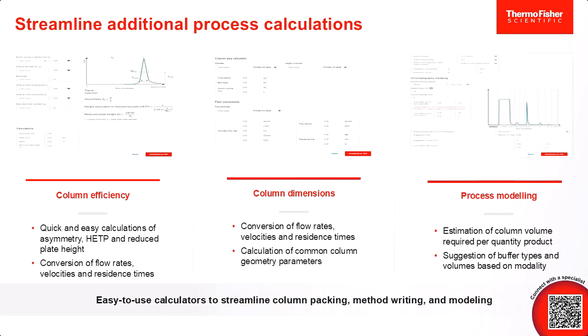That's right. So we also have these other calculators to help with streamlining and simplifying the calculations that you need to carry out during your purification process development. Using the same link that was on the previous slide, you can access our column dimensions and column efficiency calculators to do your column packing calculations. And then our process modeling calculator is really cool. It ties everything together. It gives you suggestions for resins, buffers, and process conditions, all based on the desired molecule type that you input into the calculator.